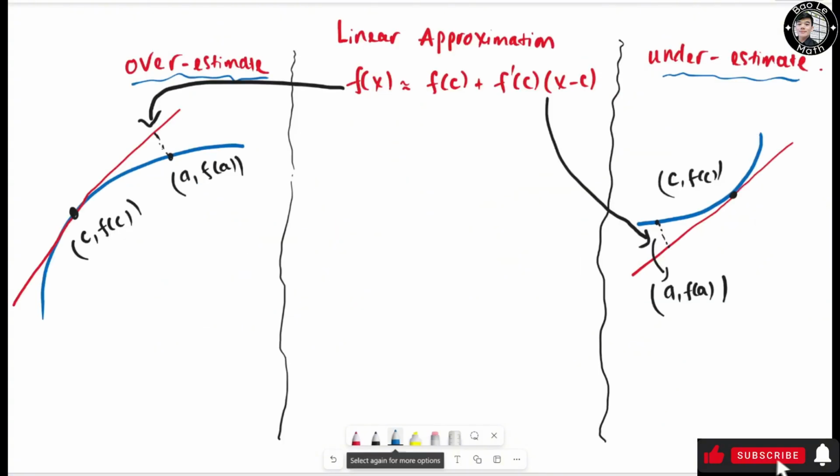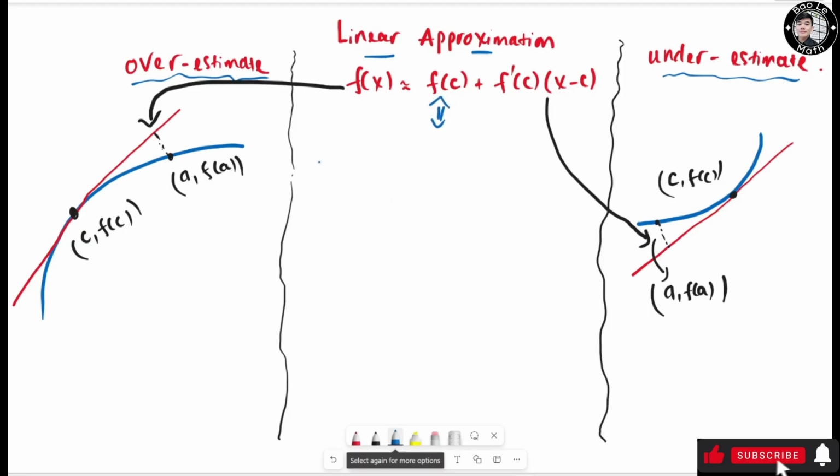Now lastly, we're going to talk about the linear approximation. It's important to know that the linear approximation is given by the formula f of s is approximately f of c plus f prime of c times s minus c, where c and f of c is the tangent point. Now, how do we get this formula?